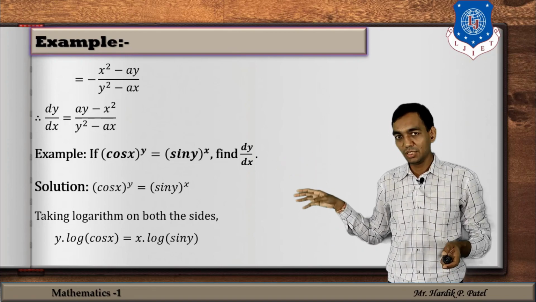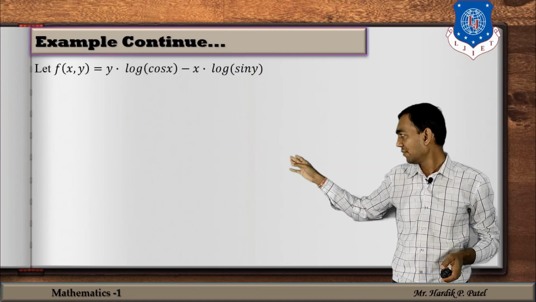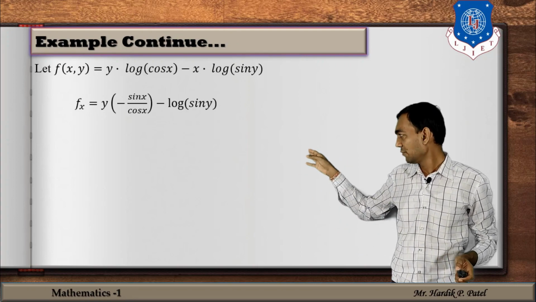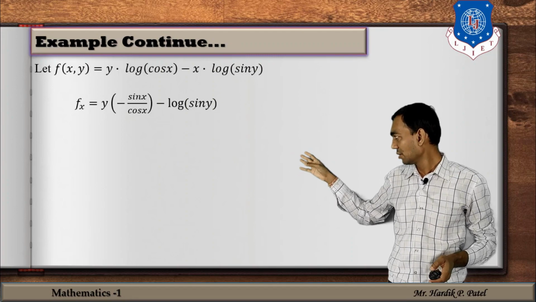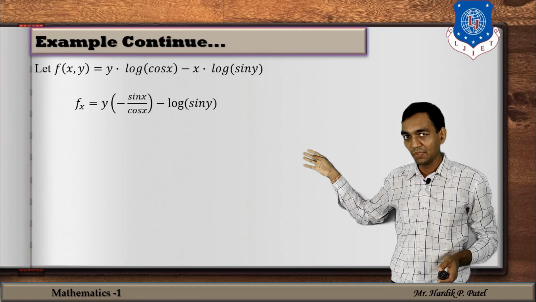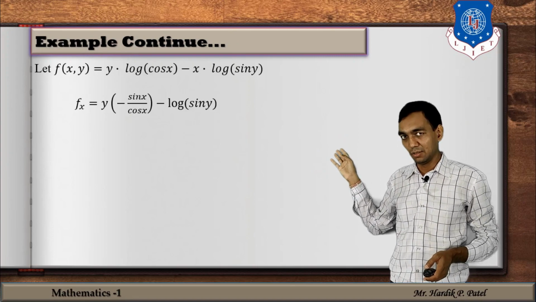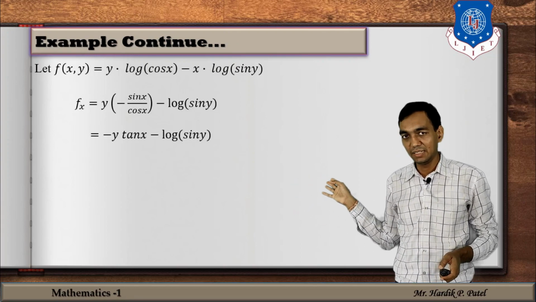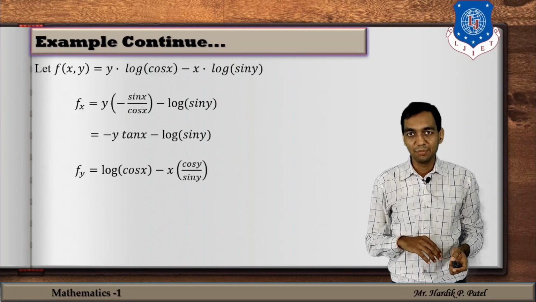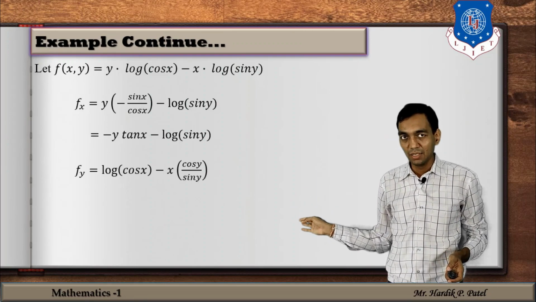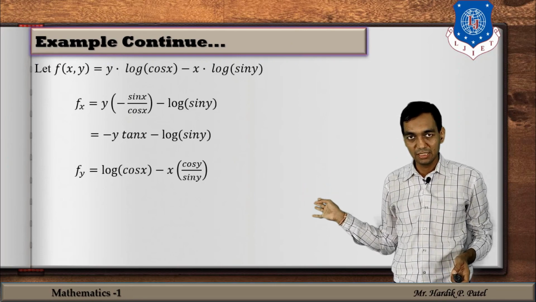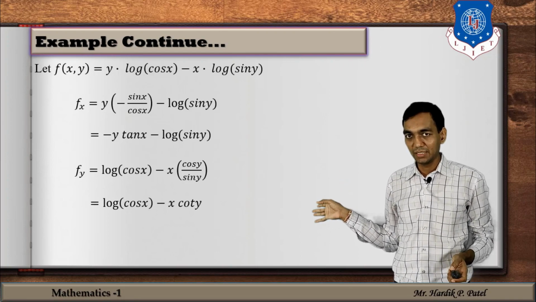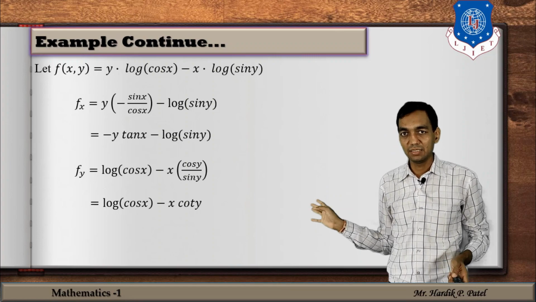Now, writing the equation in the form of equal to 0 and assuming that f(x, y) is equal to y log cos x minus x log sin y. Differentiate f with respect to x. So y as it is, log cos x has a derivative 1 upon cos x into minus sin x, and then minus x log sin y, as it is, derivative of x is 1. So simplifying the terms, you will have minus y tan x minus log sin y. In the same manner, differentiating f with respect to y, the derivative of y is 1, log cos x as it is, minus x as it is, log sin y has a derivative 1 upon sin y into cos y. Simplifying the terms, that will give you log cos x minus x cot y.